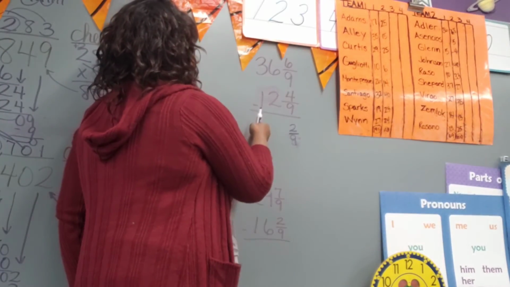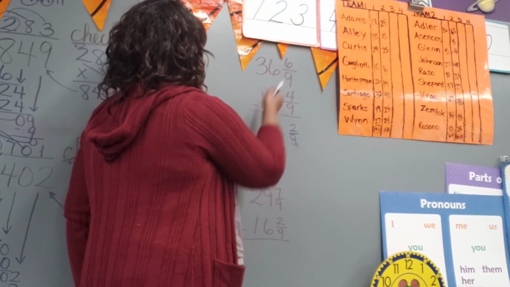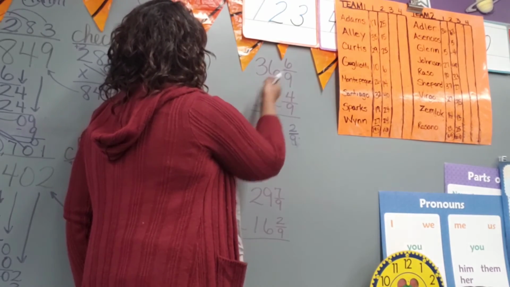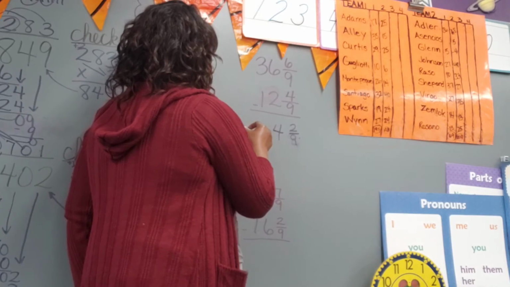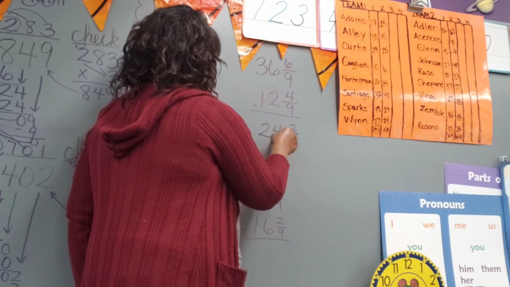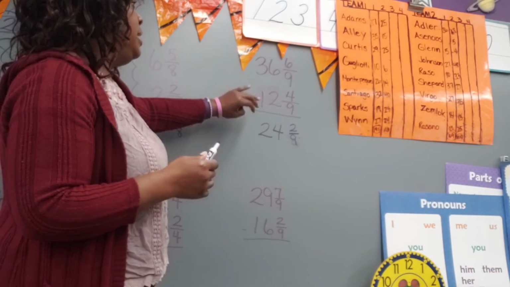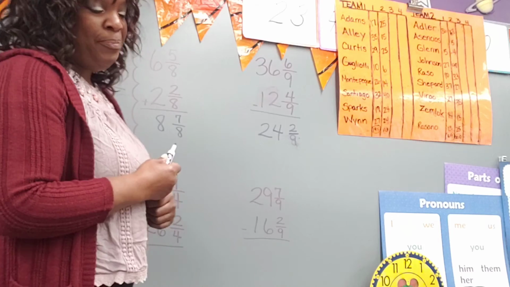And then we simply subtract just like we would in our regular subtraction, starting from our ones place and going over from right to left. 6 minus 2 and 3 minus 1. Excellent. So our answer for 36 and 6/9 minus 12 and 4/9 would be 24 and 2/9.